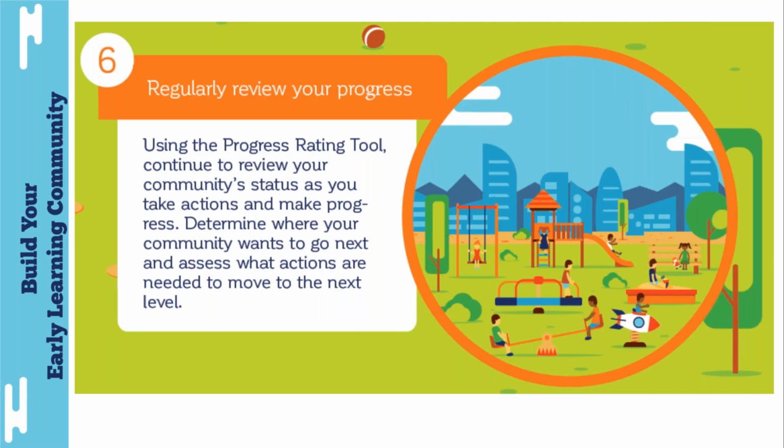And the 6th step is to regularly review your progress. So going back to the progress rating tool to see whether your level has improved, or even just going back to your action plan to check some things off as completed and add some new ones. That might be an annual process. It might just be periodic when your group says, you know what, we finished this one thing, let's go back and figure out what we should do next.